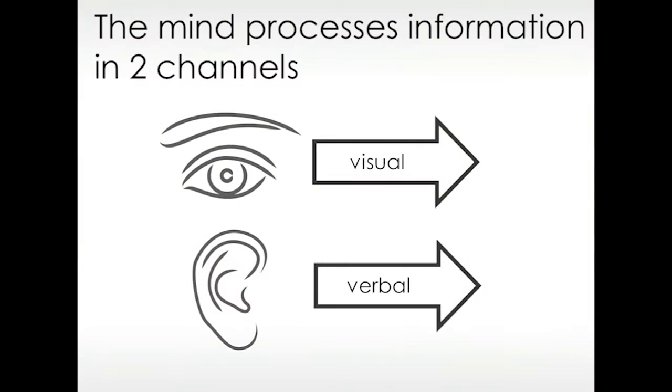Now, we process information in two channels, the visual channel and the verbal channel. So we use the visual channel in our brains to process anything that's presented to the eye. So that means text on the screen, graphics, videos, images. They're all processed by the eye. The verbal channel processes anything that's presented to the ear. So that's me speaking. You're processing that through your verbal channel.